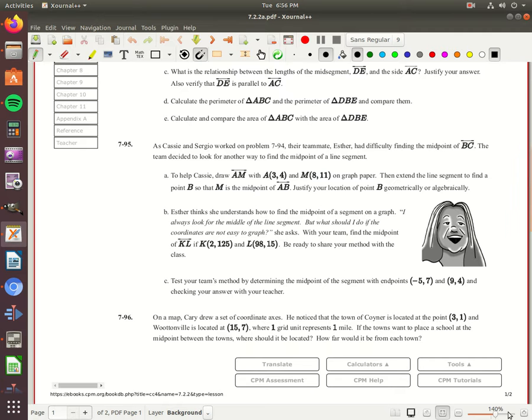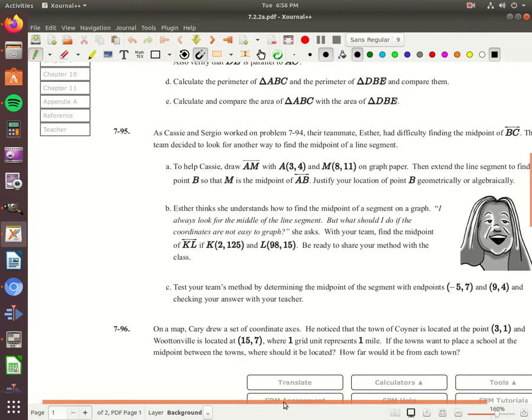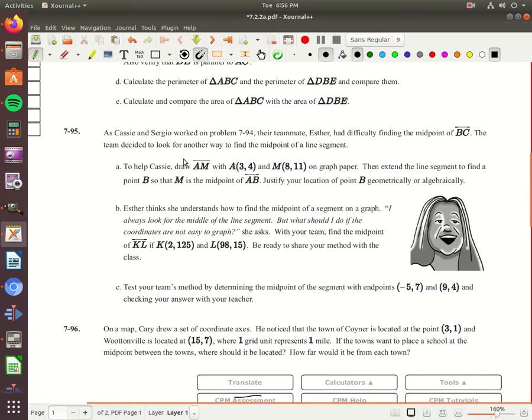It says, as Cassie and Sergio worked on problem 794, their teammate Esther had difficulty finding the midpoint of BC, and they decided to find another way. Well, I've already told you what the other way is. We're going to add the x's together and divide by 2, and we're going to add the y's together and divide by 2. So actually, they want us to do something different here.